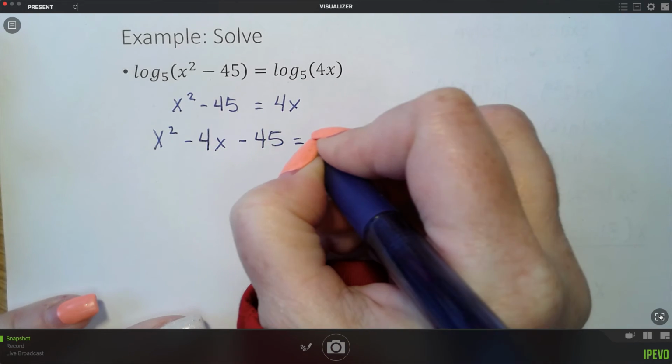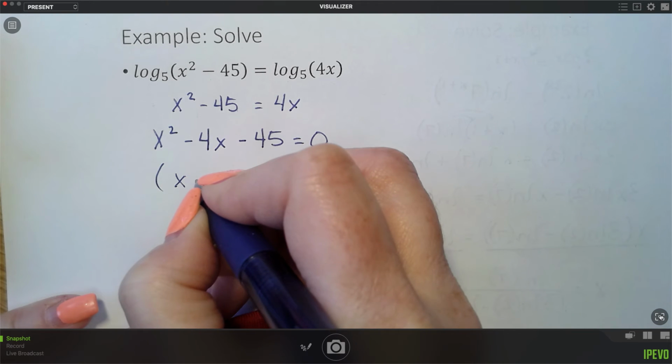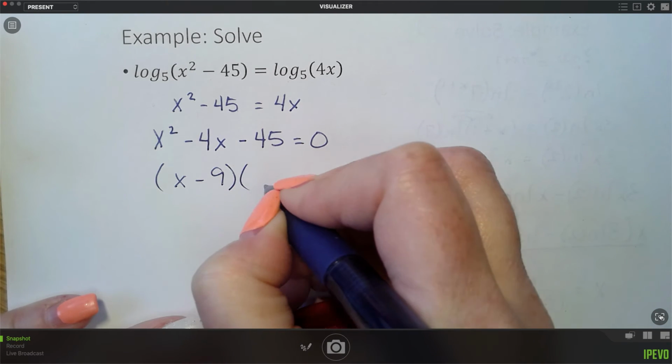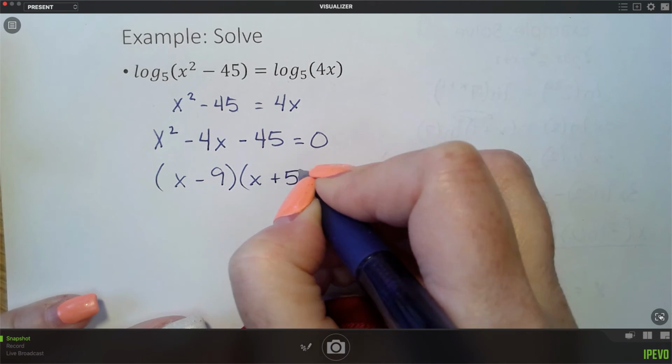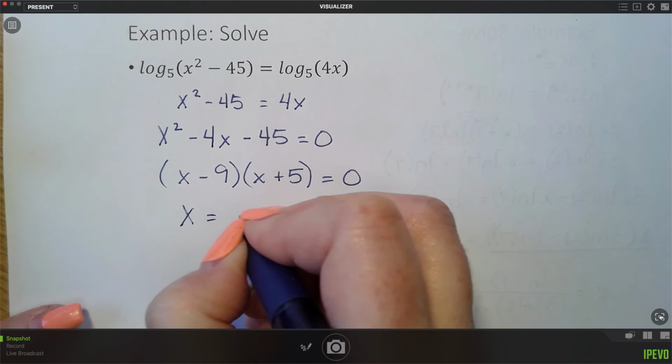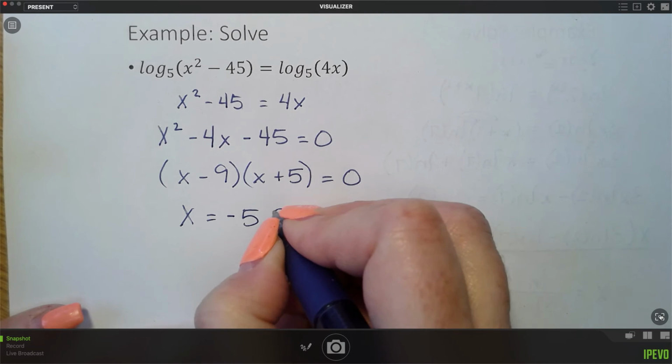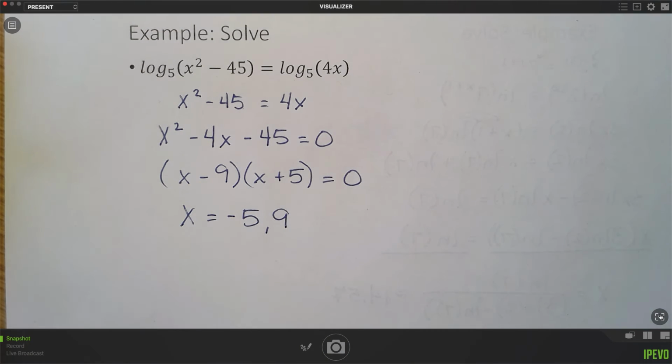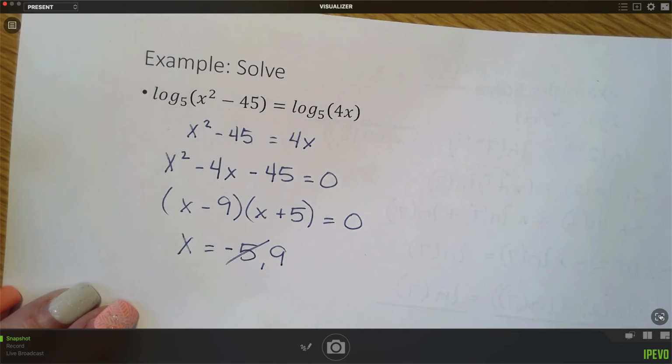Yes. Negative 9 and 5. And Ethan says negative 9 and positive 5. Is he right? Yes. So x equals negative 5 and 9. And they did it again. One of them works and one of them makes both of them wrong. 5 doesn't work. 5 doesn't work. 5 doesn't work. 9 does.